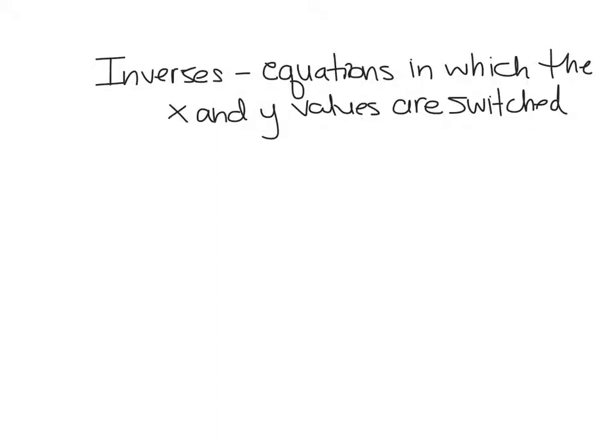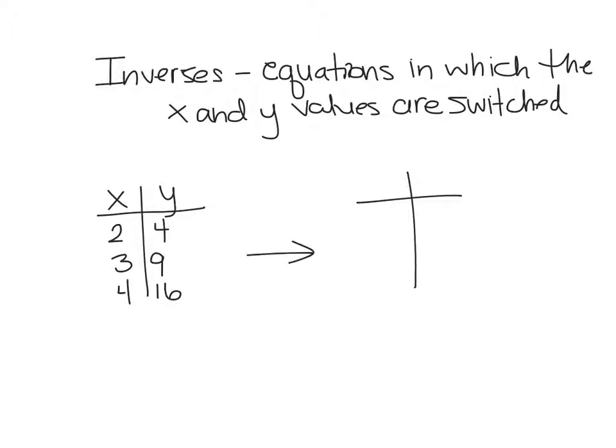All right, so inverses are equations in which the x's and the y's are switched, the domains and the ranges are switched. You can see those represented in tables. Say if you had an equation where you had (2, 4), (3, 9), (4, 16), for example, then the inverse would have the points (4, 2), (9, 3), and (16, 4). Thus, the domain of one becomes the range of the other.